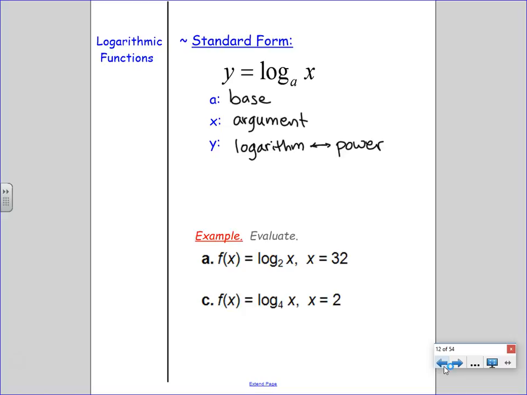Logarithms can be seen as powers. And here's the reason why. There's actually a spiffy way of seeing how to go between logarithmic form, which is the form that has a logarithm, and exponential form: logarithmic to exponential and exponential to logarithmic.